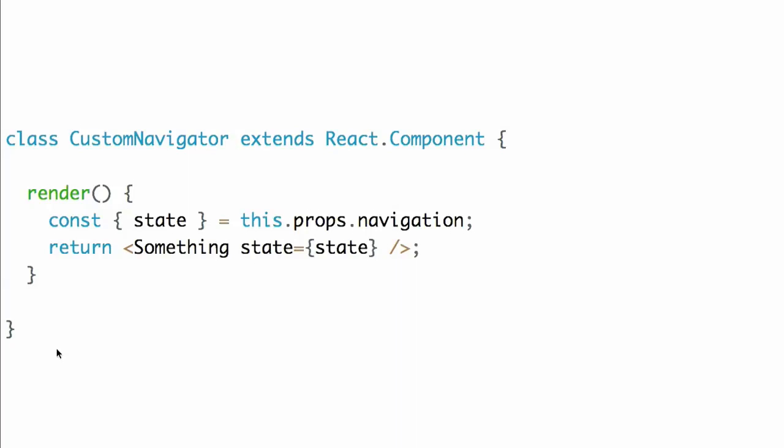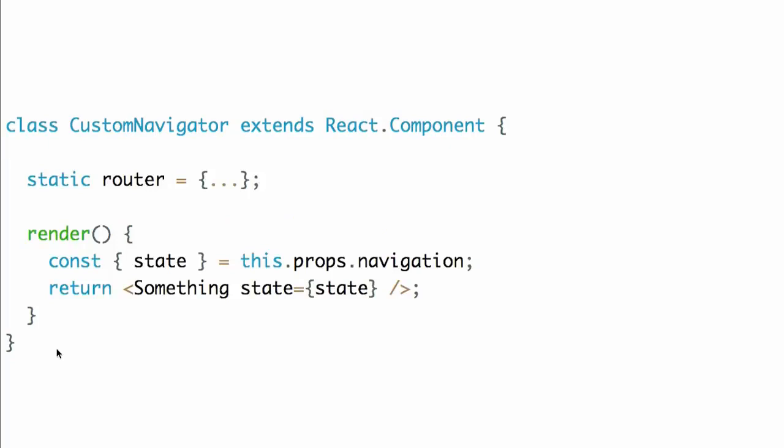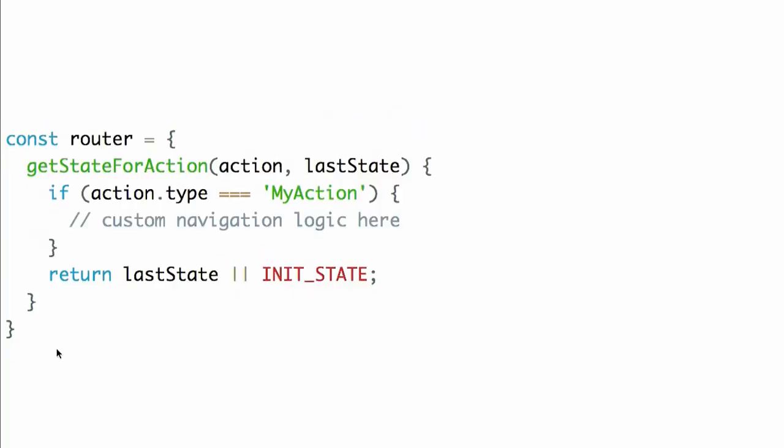So in order to expose navigation behavior to our parent, to whoever is using custom navigator, we need to specify a static router on it. So this defines the navigation behavior of our navigator.